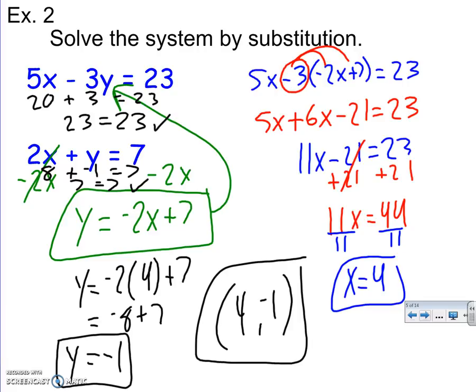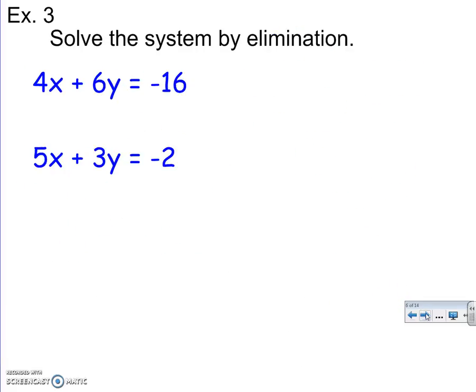But again, not often do we have a single letter by itself. There's going to be a number or fraction in front of it. So here's elimination. For elimination, you want to make the numbers in front of the letter you want to get rid of match, and make sure you have different signs. One has to be positive, one has to be negative. So here, you can choose x or y. I'm going to choose to get x deleted.